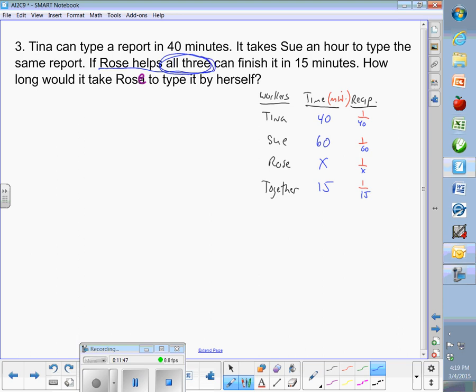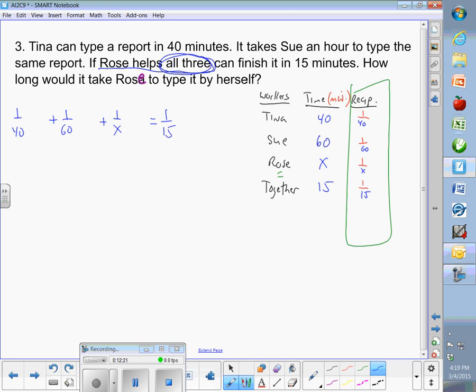Now remember, your equation is going to come from your recip column. And remember, everybody's work equals the together. So let's go ahead and write our equation. 1/40th, again, I'm going to leave some space to do my multiplying, plus 1/60th, plus 1 over X, leave some space for my multiplying, equals 1 over 15.